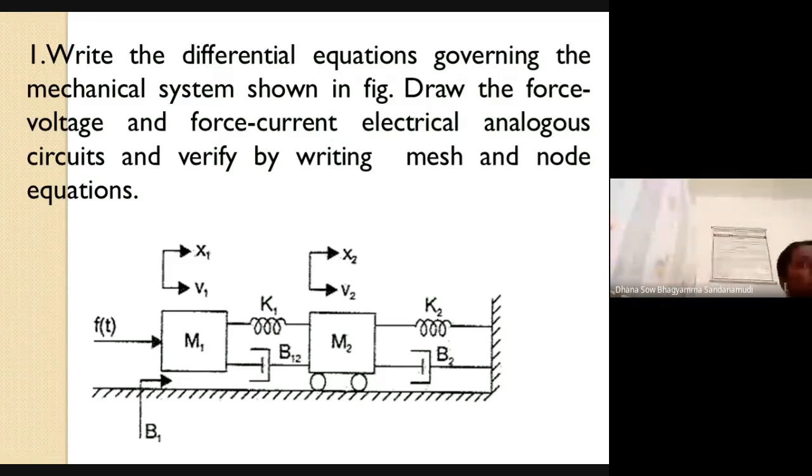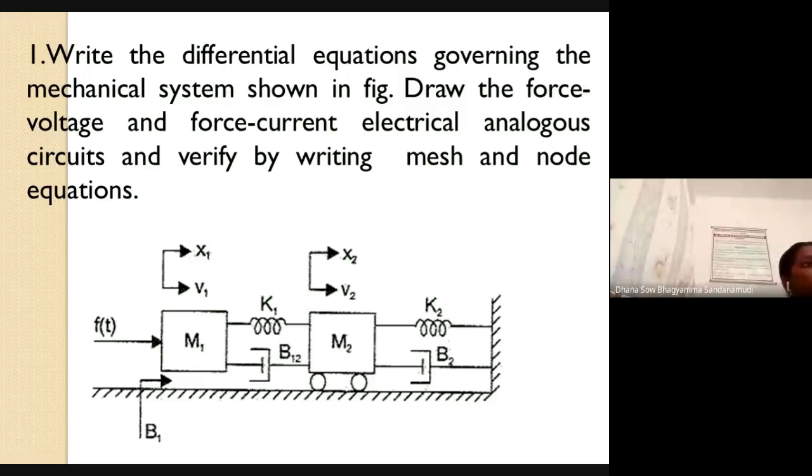The velocities of these masses are V1 and V2. Let us check what the applied forces are at these masses. At M1, the applied force is F of t. At M2, is there any applied force? No, so the applied force at mass 2 is 0.